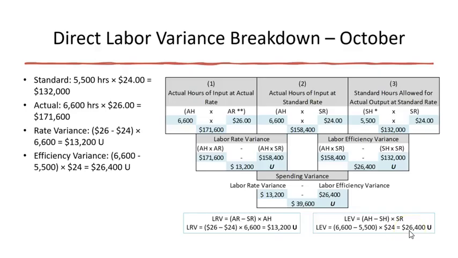the total unfavorable labor efficiency variance is 26,400. Since these signs are the same, we simply combine them and know that overall, things fell apart with regards to how much we paid people and how many hours folks worked as well. That led to the combined total spending variance for direct labor of 39,600 unfavorable.